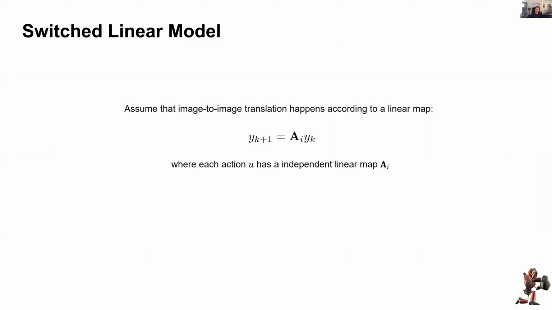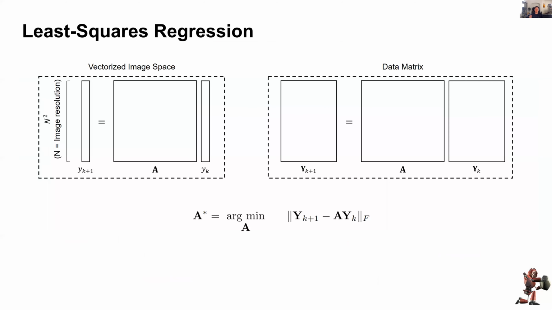So the model that we're going to look at is the Swiss linear model. We're going to assume that the image-to-image translation, the dynamics, happens according to a linear map, and our action is going to be represented by choosing what that linear map is. So if we fix an action, the optimal identification of A from data is just a least squares regression problem, where because our vectorized images evolve linearly, I can just stack them up and solve the matrix least squares problem.